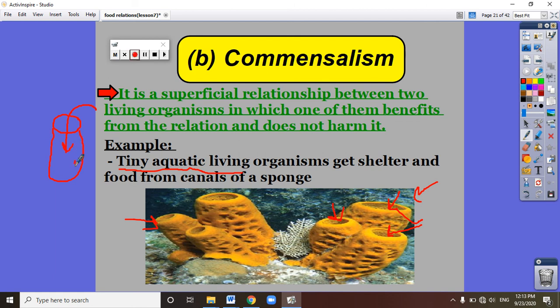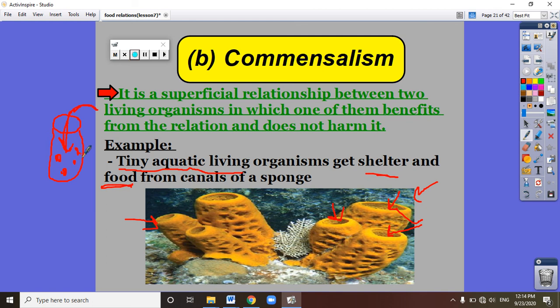When the tiny aquatic living organisms are in the sponge and the sponge is feeding, the sponge lets the water get inside it. The tiny aquatic living organisms at this time also select their food from the water with the sponge. One more time: the tiny aquatic living organisms live inside the opening of the sponge. When the sponge starts to feed, it lets the water in and selects its food from the water, and the fish also select the food from the water with the sponge.